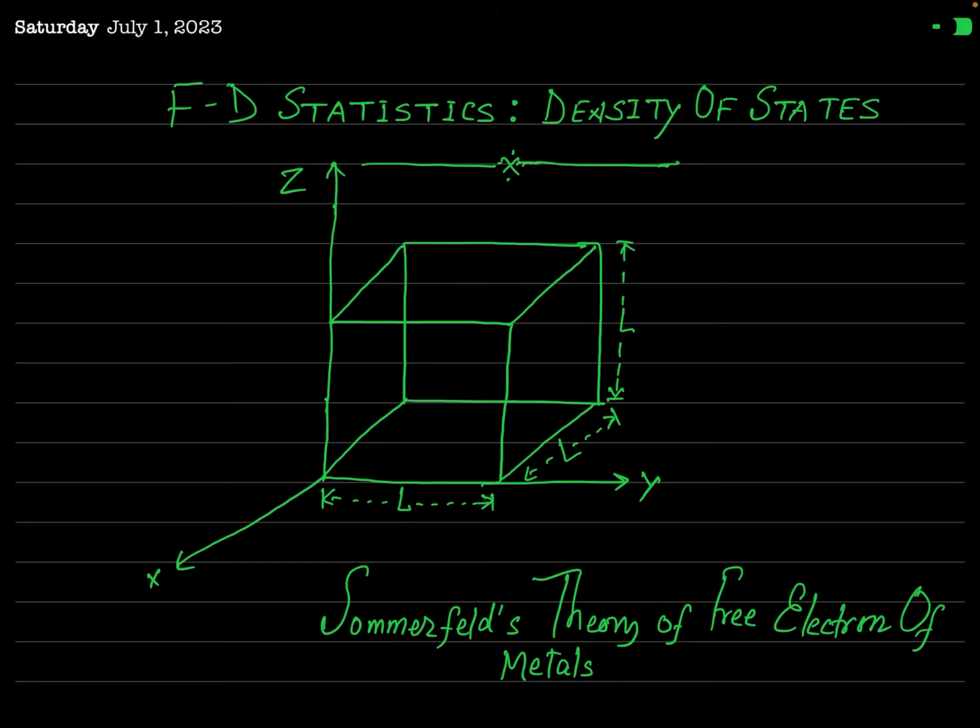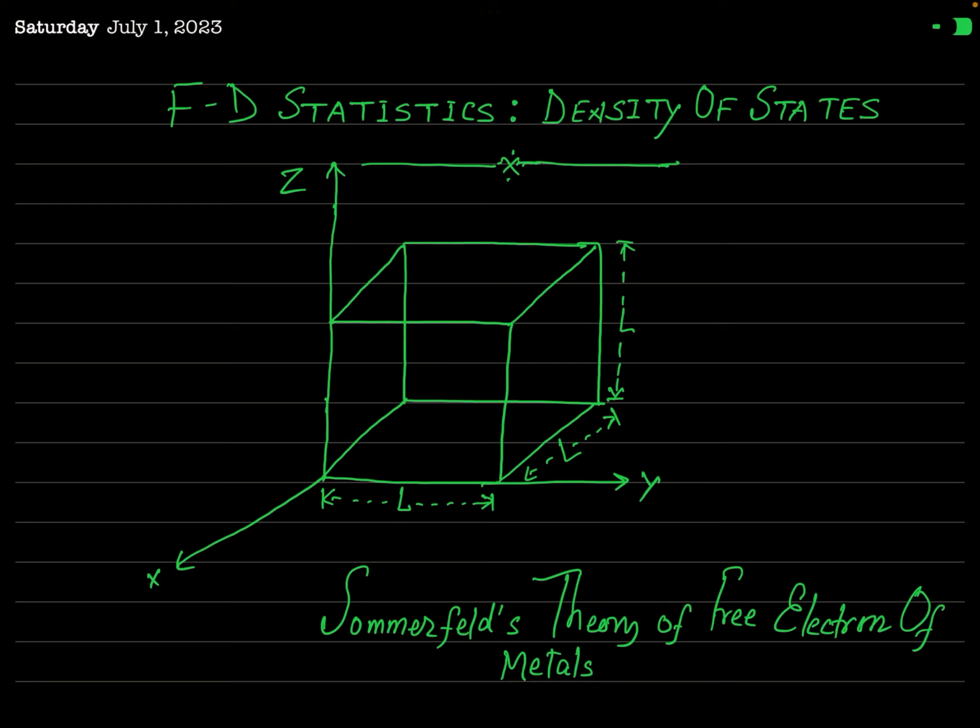Now, these electrons were assumed by Sommerfeld to be confined inside a cubical box of potential. He assumed that there is a potential box of cubical shape whose each edge is L, and the free electron is confined within that potential box.